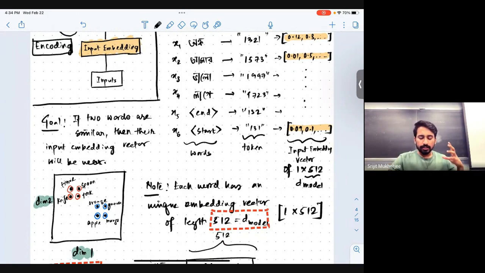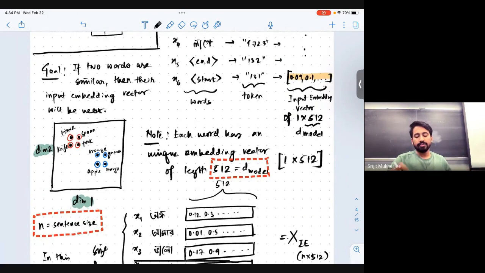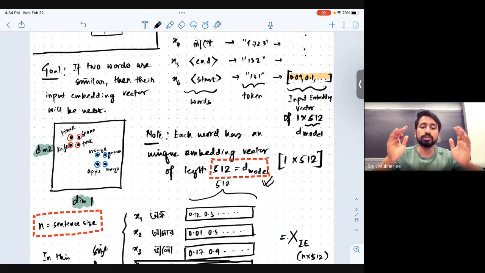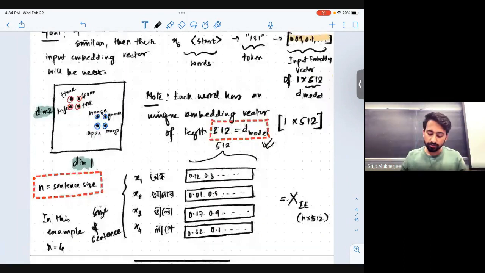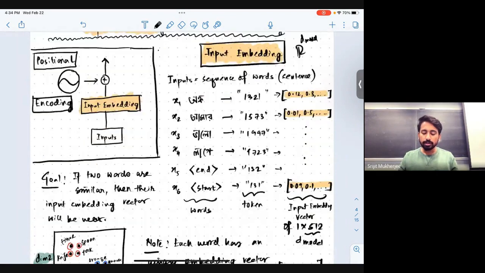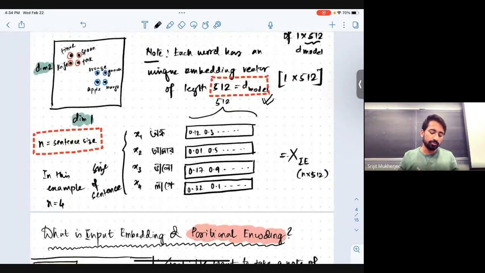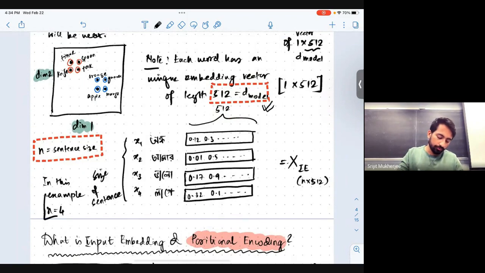And each word has its unique embedding vector of length 512. That is the dimension that is written here. So x1 is a 1 cross 512 length vector, x2 is a 1 cross 512 length vector, x3 is a 1 cross 512 length vector. And this sentence is four words, so we'll call the length of the sentence n is equal to 4. That is the sentence size you can see here.